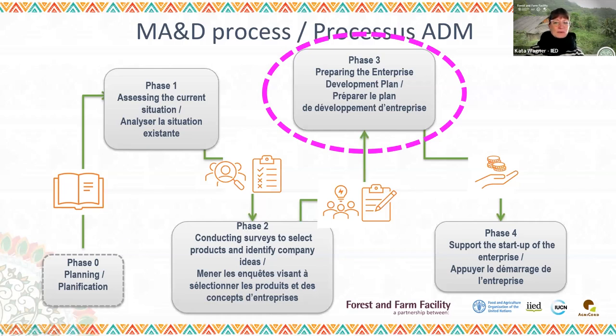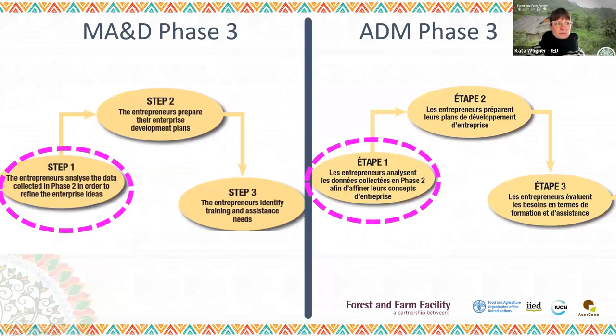and start talking about phase three. As a reminder of where we are in the process, the objective of phase three is to formulate the plans for the enterprises, develop enterprise strategies and prepare for implementation. The role of the facilitator in this phase is to assist the entrepreneurs to prepare their enterprise development plans, by analyzing the data obtained in the previous phase. In phase three, the entrepreneurs will describe the goals of their enterprise, formulate their objectives, develop strategies, draw up action plans, assess the profitability of the enterprise, and determine capital startup needs.